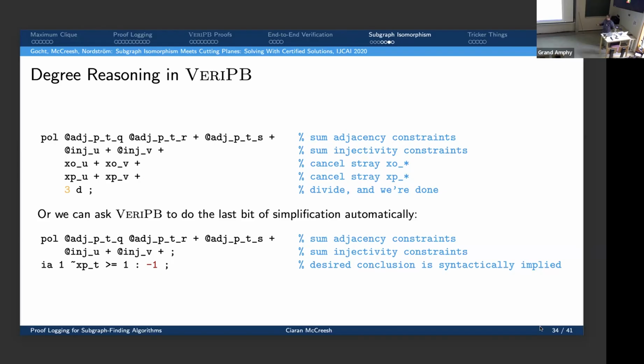And then we have this IA command, which says, take a previous constraint. I assert that the previous constraint implies not x_pt is greater or equal to 1. And VeriPB will look at this, and it has a list of very simple rules to do with weakening literals and simplifying the right-hand side. VeriPB is actually able to derive this on its own. Given the messy result of this sum, it can simplify and get us a constraint. And this is easy for solver authors to write because you know the left-hand side and the right-hand side. You know which vertices can't be mapped to which vertices. So at this point, all you need is to forward some text.